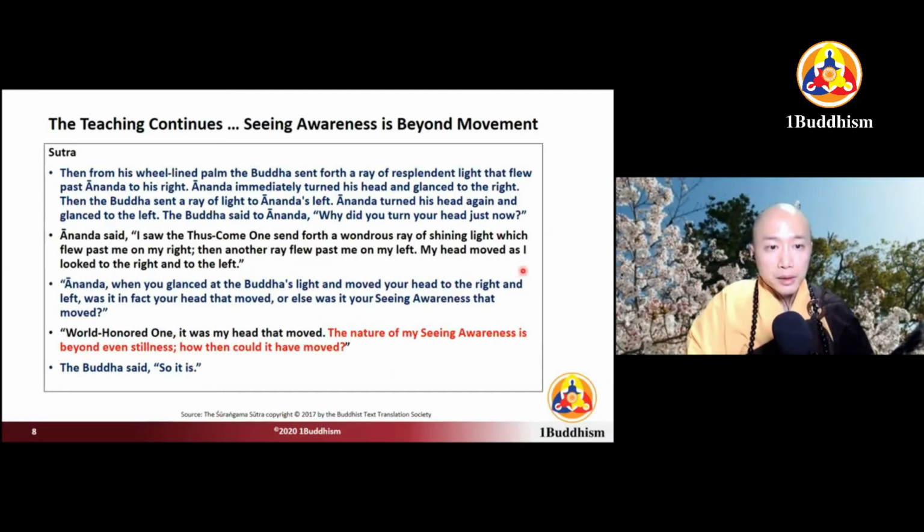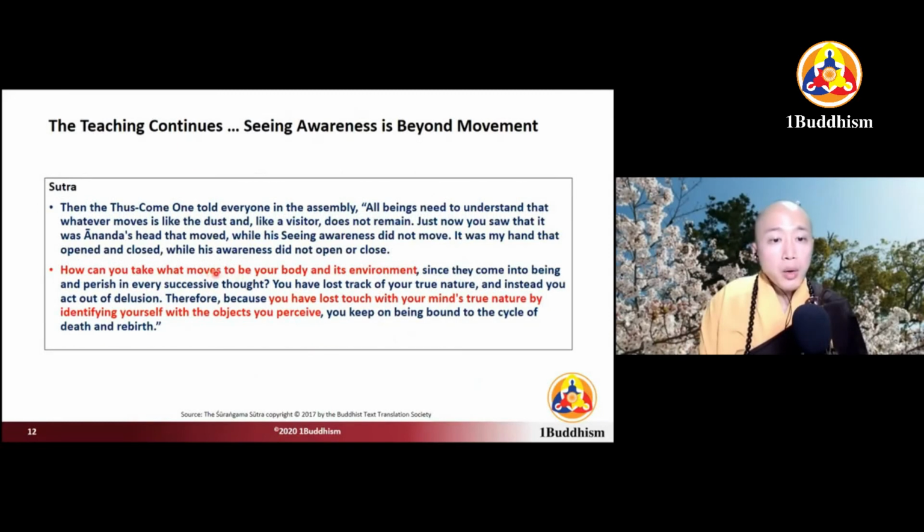Okay, the third point as well. The Buddha asked Ananda, "When you glance at the Buddha's light and move your head to the right and left, was it in fact your head that moved, or was it your seeing awareness that moved?" Now also two questions. Your head turns left and right, your body moves. Is your body moving or your seeing awareness moving? How can you take what moves to be your body and environment?